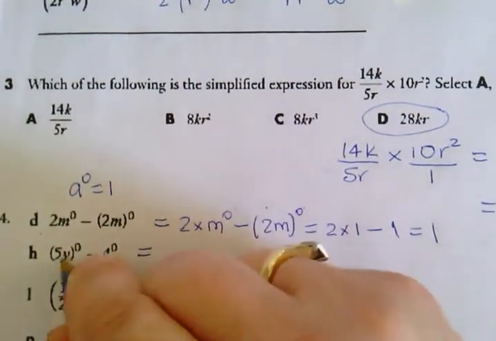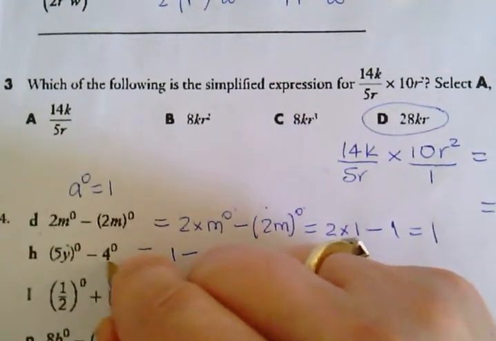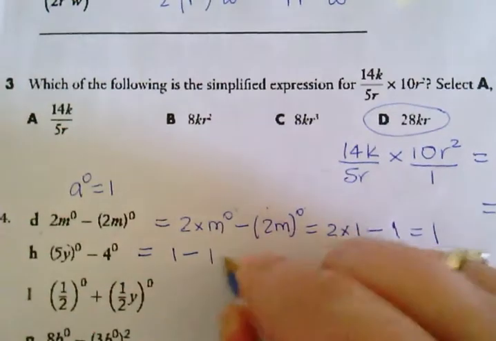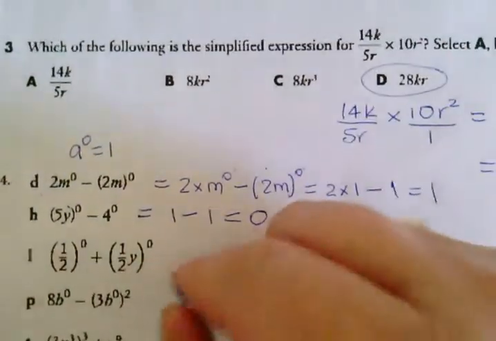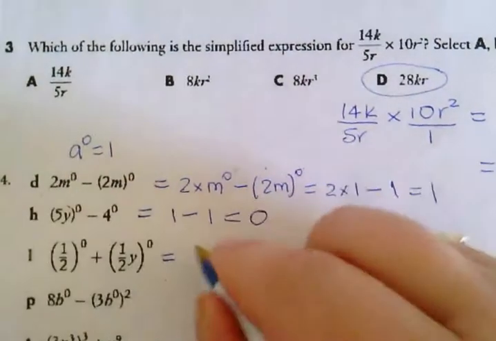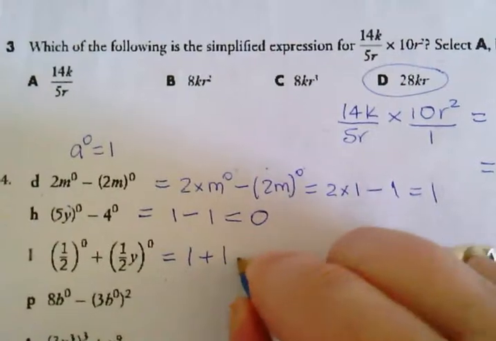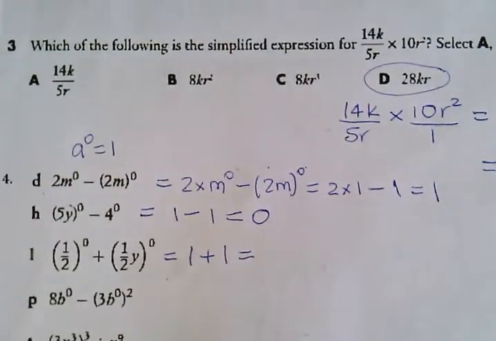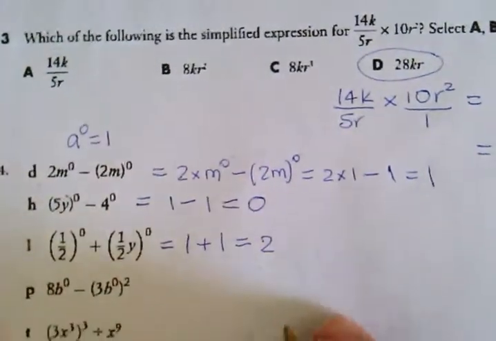With the next one, all that 5y to the power of 0 is 1, take away 4 to the power of 0 is also 1, so 1 take away 1 is 0. This next one here, a half to the power of 0 is 1, plus a half y to the power of 0 is 1. Because they're in brackets and it's all to the power of 0, it's 1. So 1 plus 1 is 2.